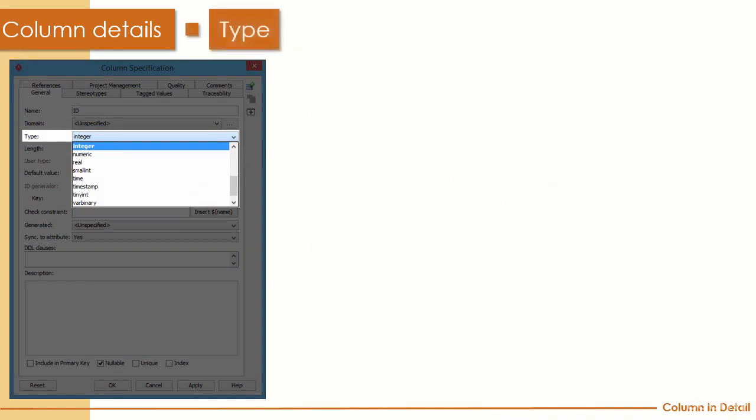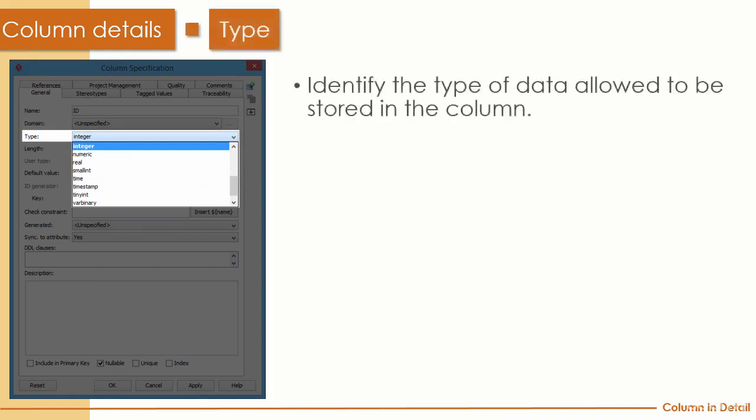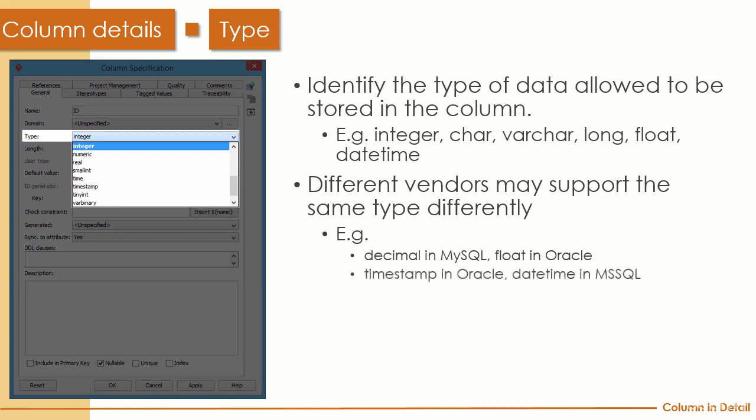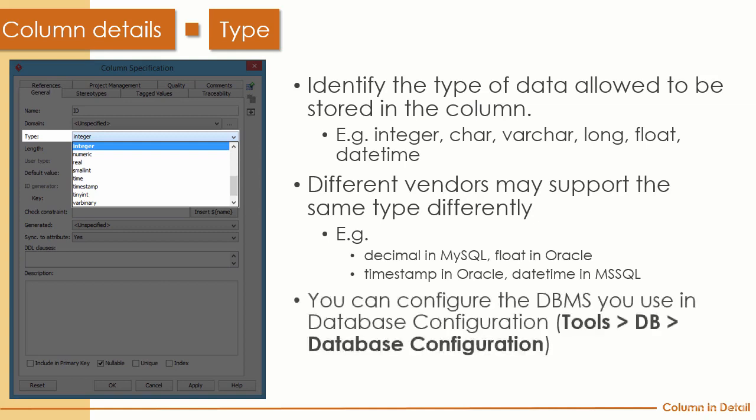And then we look into the type. You can set the type of the column you want, for example, the integer, the char, varchar, etc. Different database vendors may support different database types. So say for example, MySQL supports decimal, Oracle supports float, timestamp in Oracle, and datetime in MS SQL. You can configure the database type by using the tool, DB, and database configuration.